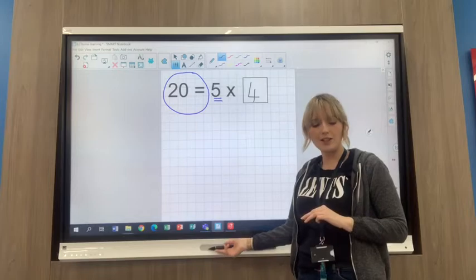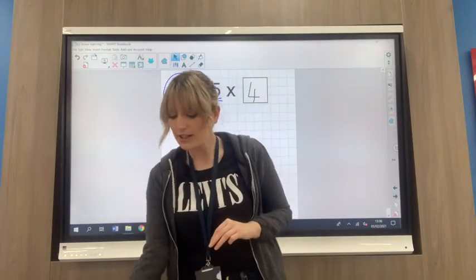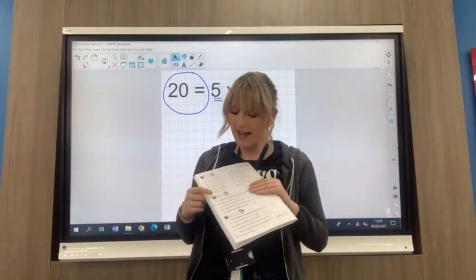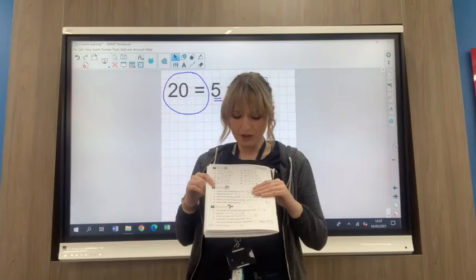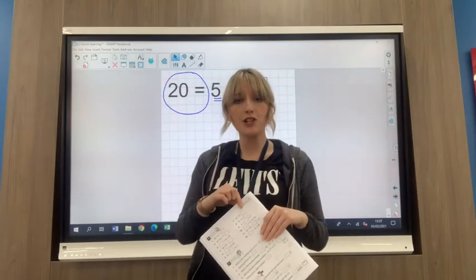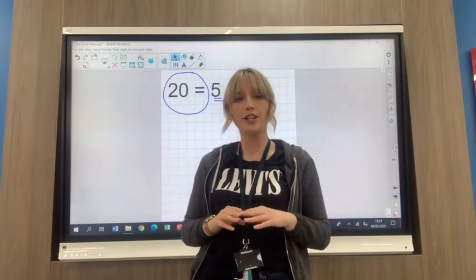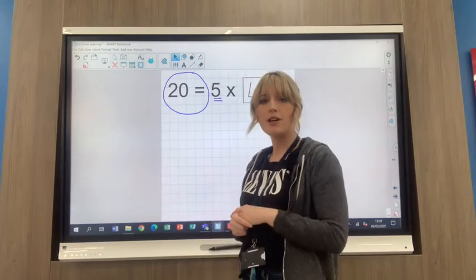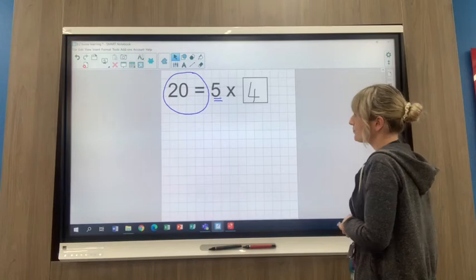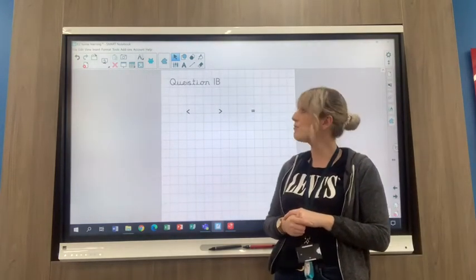Right then, what I'd like you to do is pause the video now, and you can complete section A of page 20. Now, making sure you really look at the operation, so look at the symbol, figure out what you're doing on each question and really take your time to work out those missing numbers. Okay, we should be ready to move on to section B now.